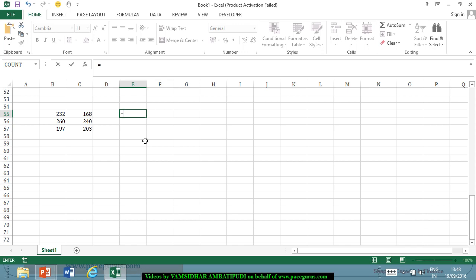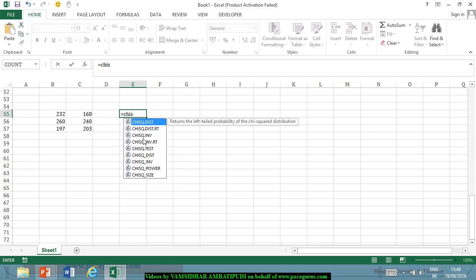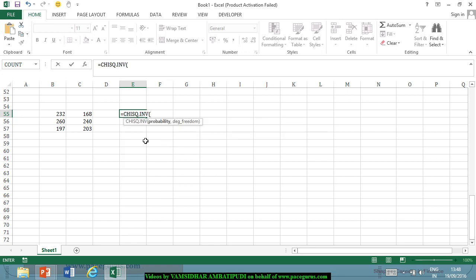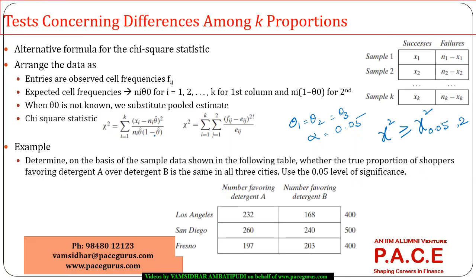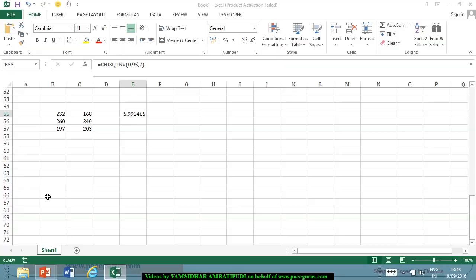So first let me find out the chi-squared inverse value, which is based on the probability of 0.05. In Excel I'll take it as 0.95 with 2 degrees of freedom, which will give me 5.99. So if chi-squared is greater than 5.99, then I can very well reject the null hypothesis. Fair enough. Now theta is not given, so I'll have to go with my pooled theta, because theta naught is not given.